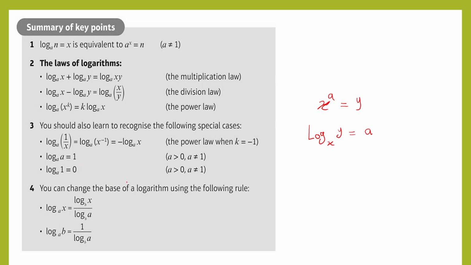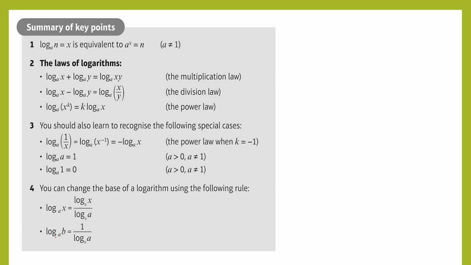How do we change the base of any logarithm? For example, if I have log x to the base a and I want to split this logarithm into two logarithms with a different base, it will be log x with a new base b over log a with the new base b. So for example, if you have log 3 to the base 2 and you want to split it with new bases, it will be log 3 with the new base over log 2 with the new base, or you can choose a different base.